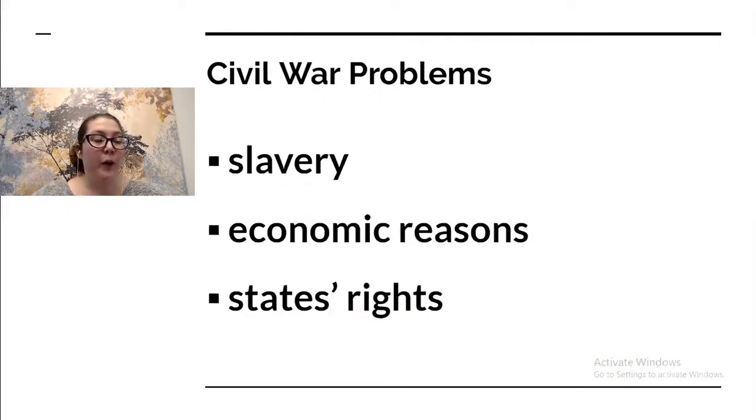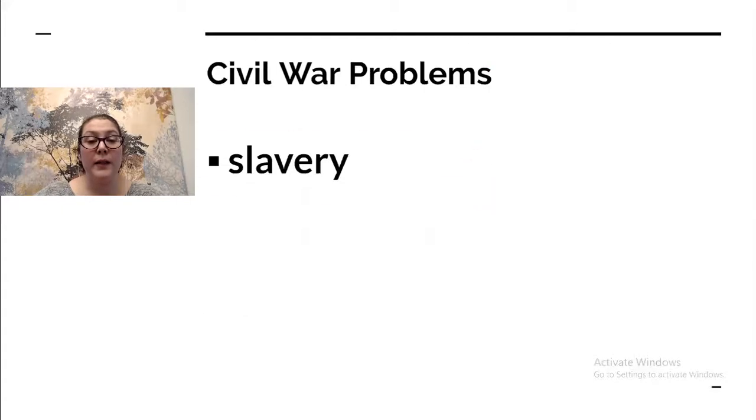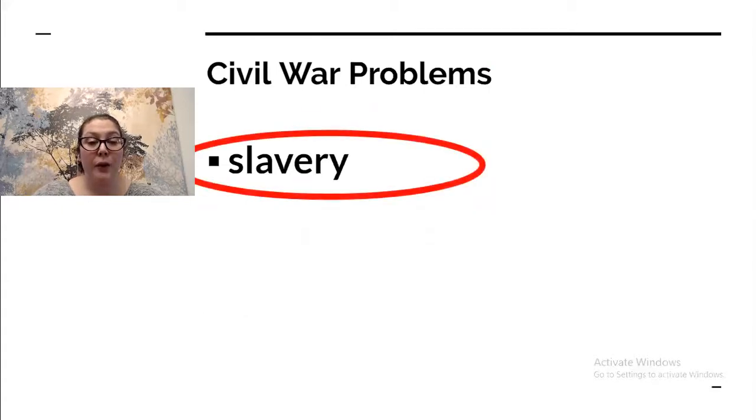So one of the questions is, name one problem that led to the Civil War. So they give you 3 choices: slavery, economic reasons, or states' rights. The biggest reason for the Civil War was slavery. Remember the question, what people were brought to the United States and sold as slaves? And the answer is people from Africa, yes.